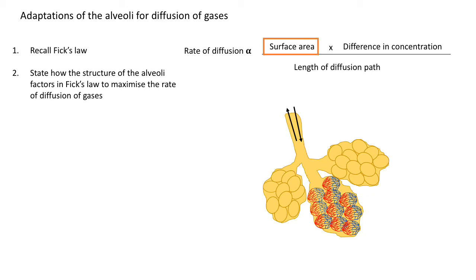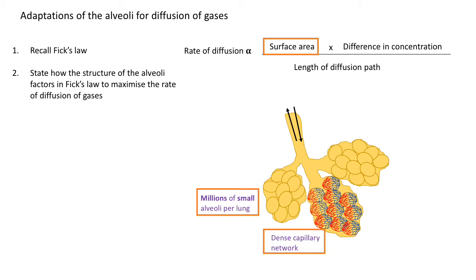So let's start with surface area. So you should have recognised that there are millions of small alveoli per lung. So they're very small and millions of them, so that provides a huge surface area. Also, there's a dense capillary network. So there's a huge surface area of capillaries for diffusion of gases in and out.